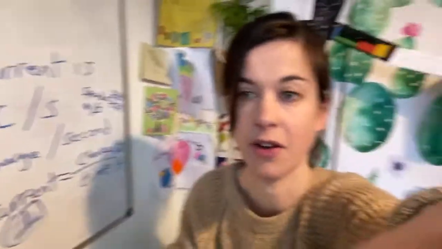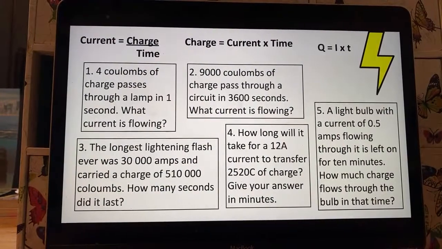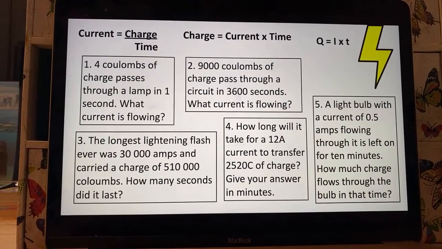I feel like this has already got wildly too confusing. Here we go. Have a go at these. I'll do them with you in the background and go through the answers. So current equals charge divided by time. I've rearranged it once for you. Charge equals current times time. You should really be able now to rearrange that equation to know what time equals. So have a go at these.